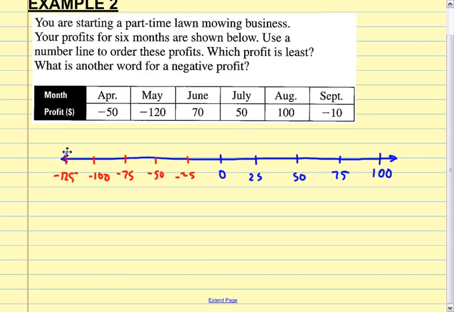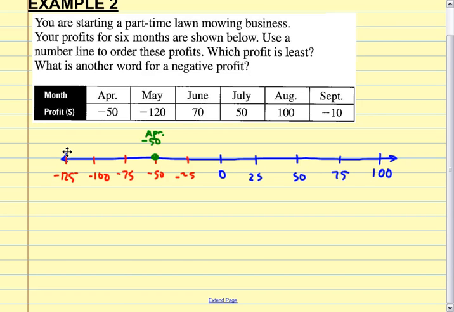How about April? Where should I put April? Elizabeth? All right, so I'm going to go to negative 50. That's right here, and I'm going to put a dot. I'll write negative 50 above it. Okay? All right? And I'll actually put April there. That'll help me. APR. Okay?